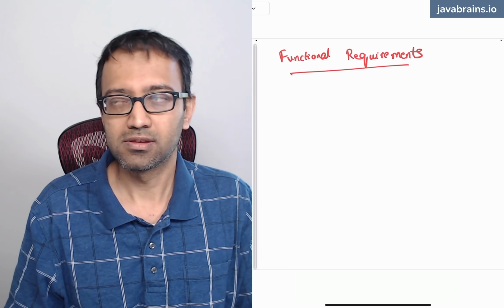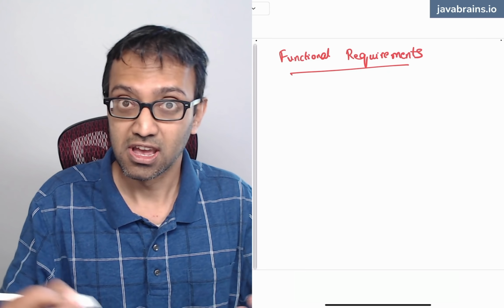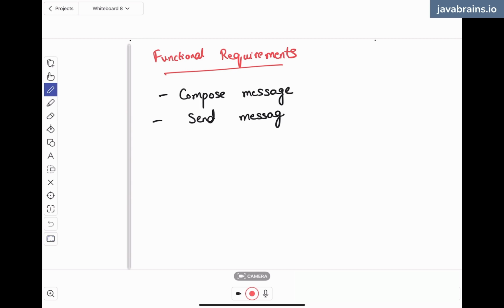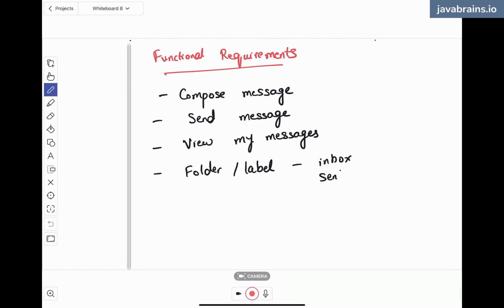First of all, I want to be able to compose a message and send it to someone, okay? I should also be able to view my messages. And view has an interesting implication in terms of the folder structure, some kind of a folder or label organization, all right? So this might include an inbox folder, a sent items folder, and maybe some other user folder classification, okay?